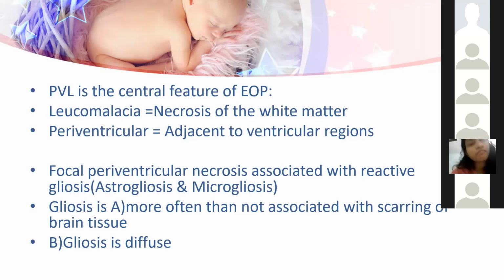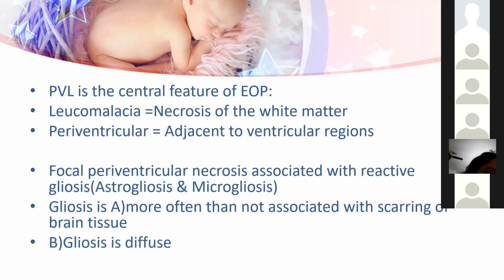What is the meaning of gliosis? Gliosis is uninhibited proliferation of glial cells. We know there are 4 types of glial cells in the CNS. In this particular type of injury, 2 types of cells are predominantly proliferating. One is astroglial cells and second is microglial cells.